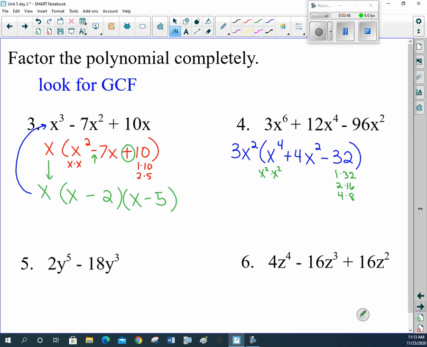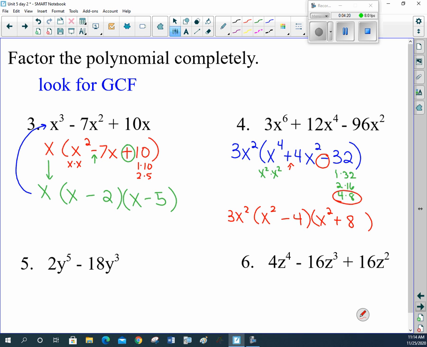I think that's it. So what we are looking for now is this ends in a negative, so we want the factor pairs that subtract to give us a plus 4. So I think I'm going to use 4 and 8. So 3x squared comes out in front. I'm going to put my x squared, 4 and 8, and then we want that to be a plus 8 and a negative 4. That'll give me a positive 4x squared. Okay, this will keep factoring.